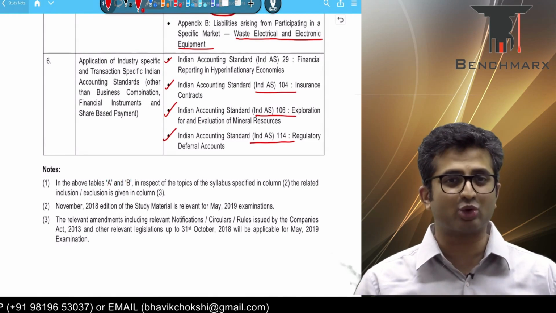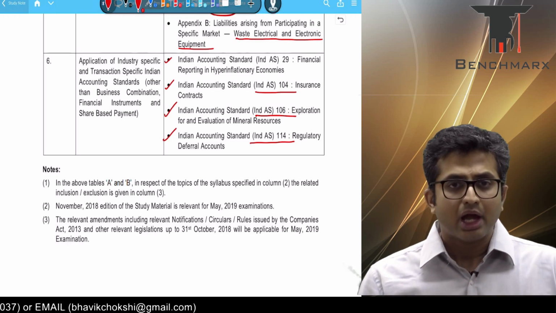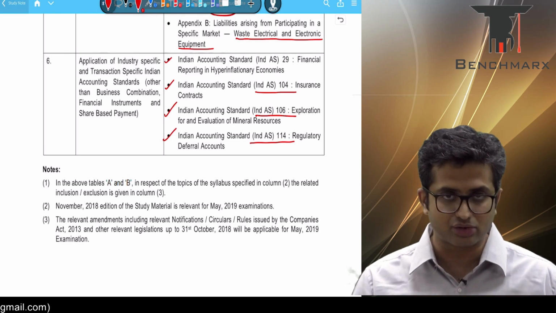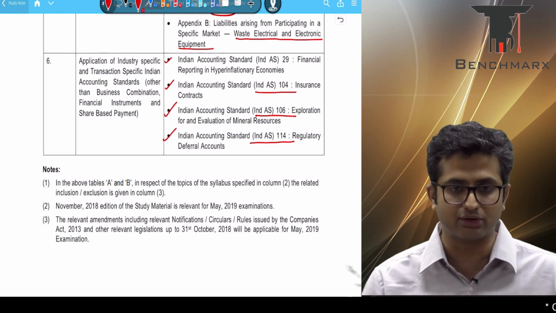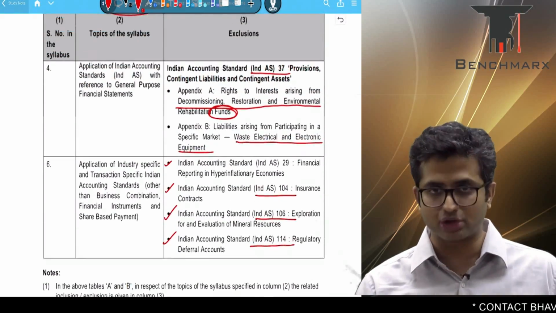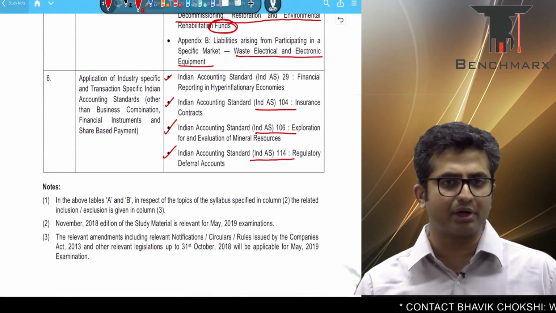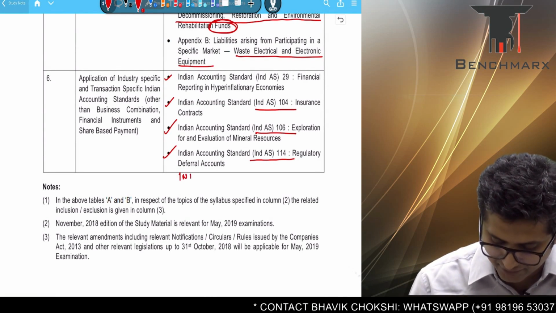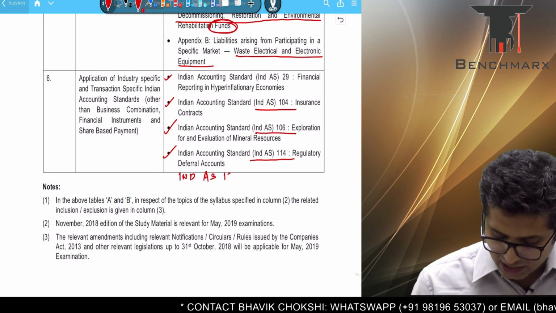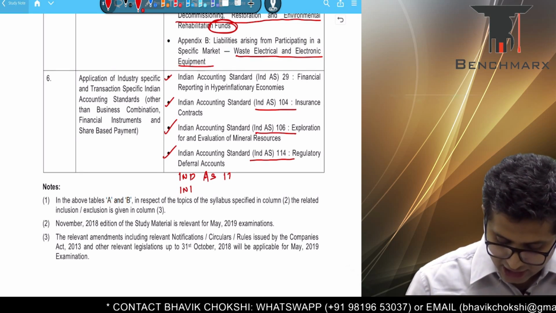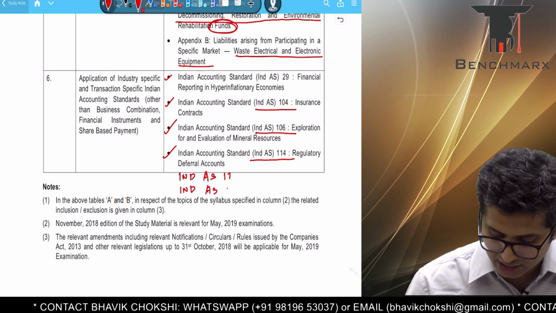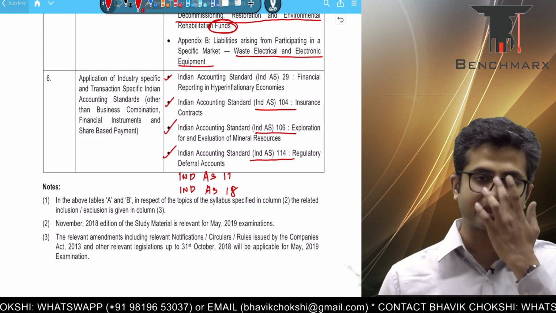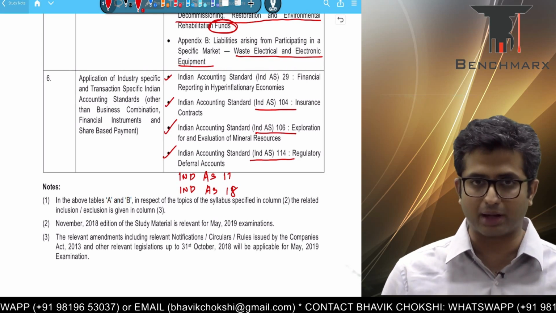Two things which I would like to categorically state. Ind AS 11 as well as Ind AS 18, the standard on construction and the standard on revenue recognition, have not been explicitly mentioned over here. I can be absolutely confident in the fact that they are not applicable for the May 2019 exams, so you can definitely count Ind AS 11 out of your syllabus. Ind AS 18, which is again a part of revenue recognition, is also an exclusion from your syllabus. They are definitely not applicable.